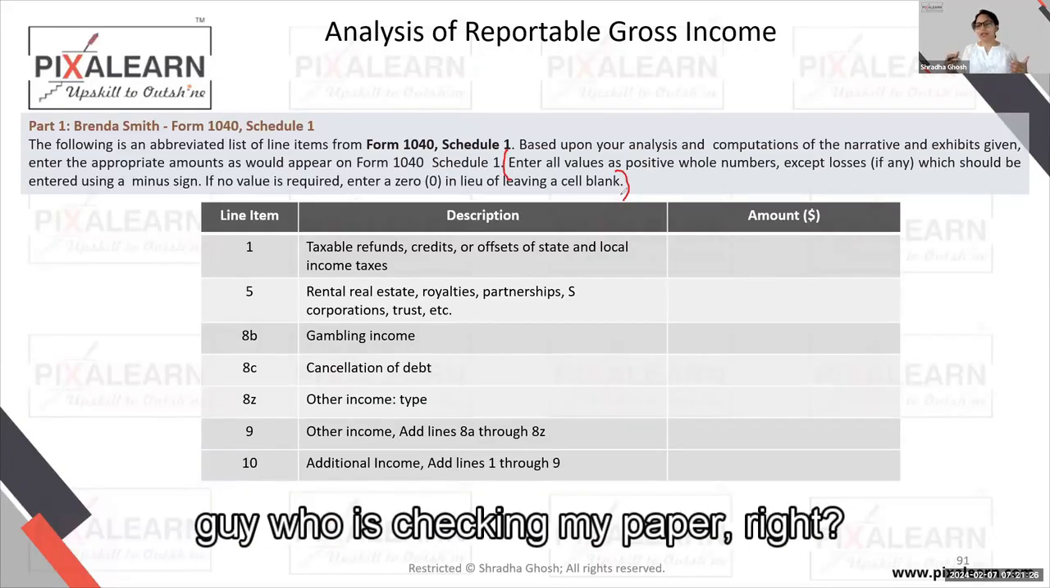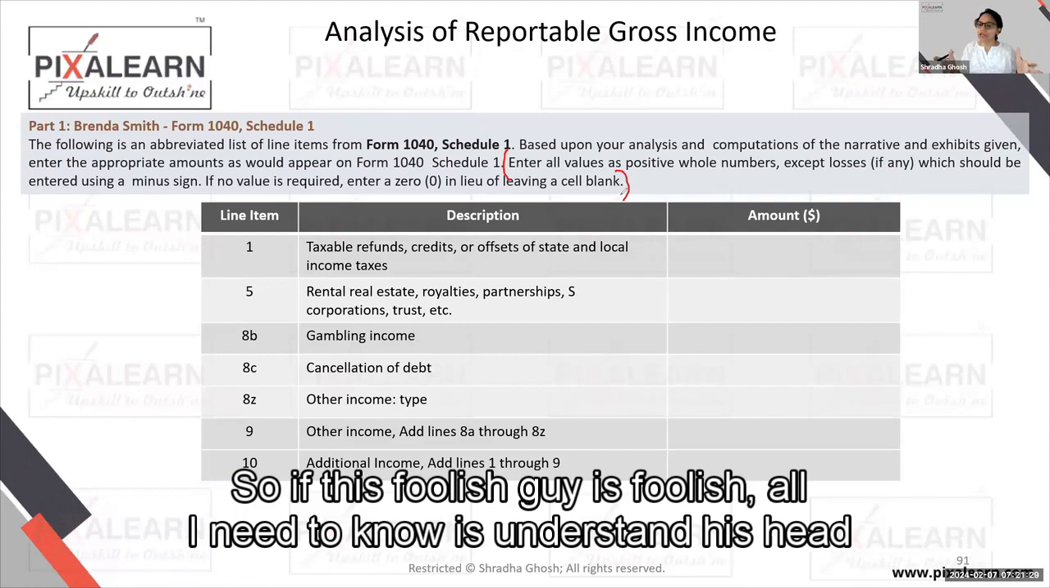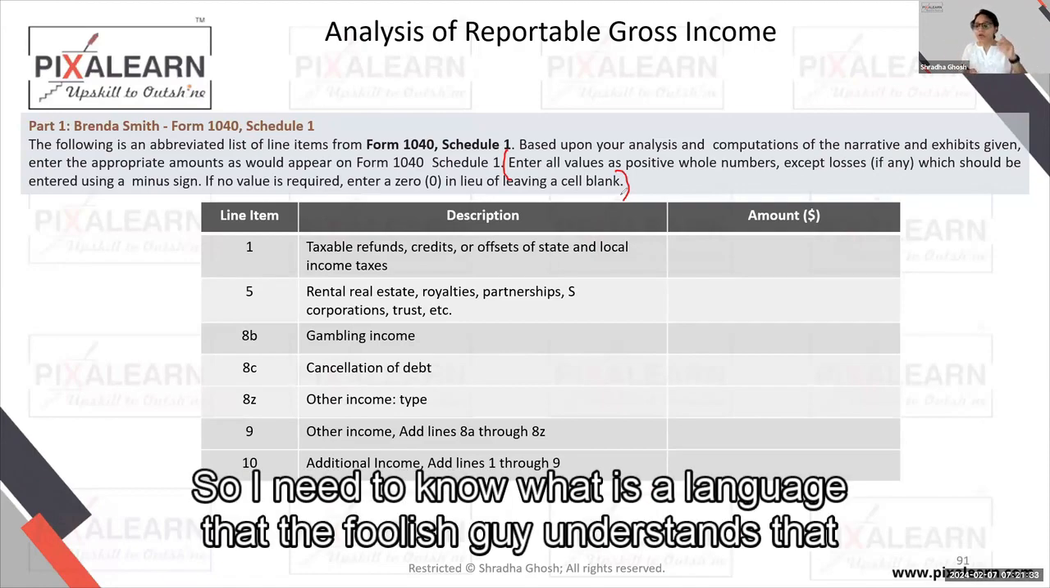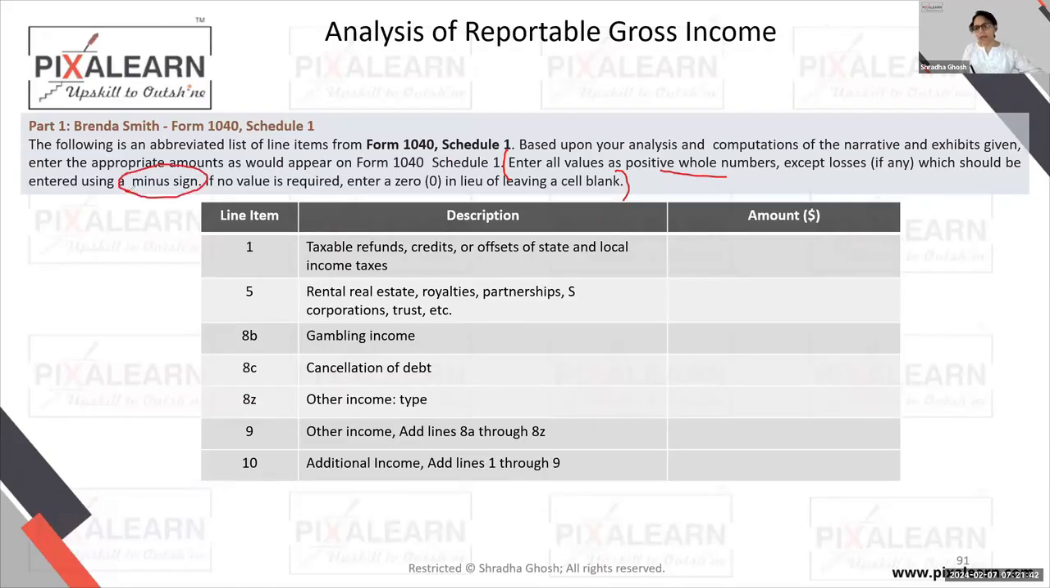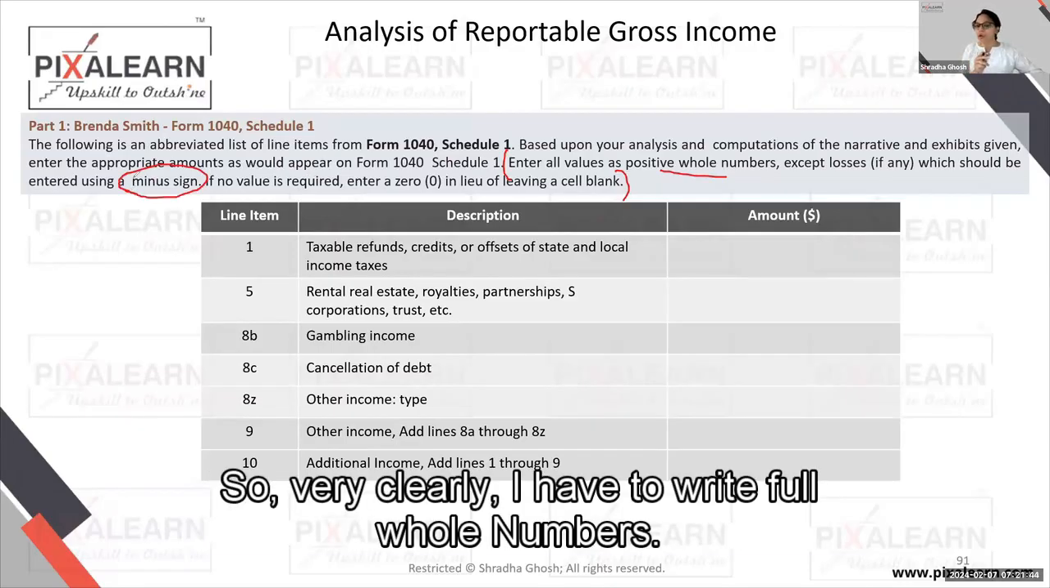There's a foolish guy who's checking my paper, right? So if this foolish guy is foolish, all I need to do is understand his head and then write my answers. So I need to know what is the language that that foolish guy understands. That language is positive whole numbers, except losses, which should be used with a minus sign. So very clearly, I have to write full whole numbers.